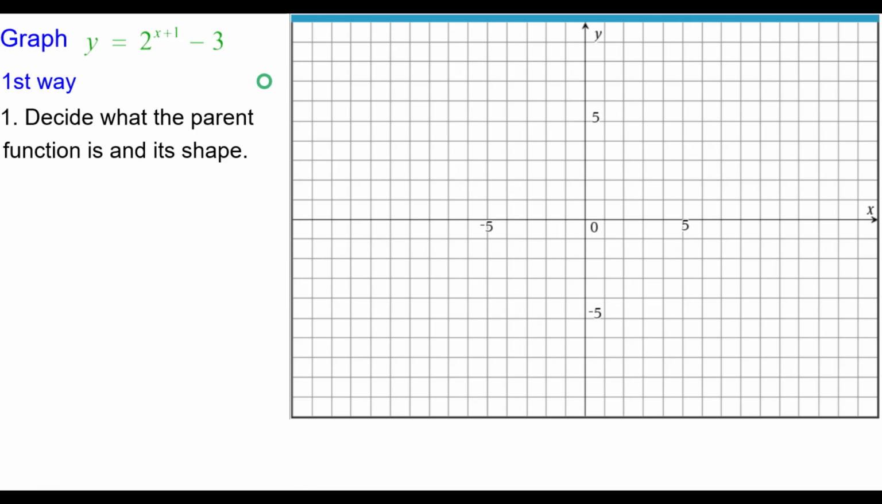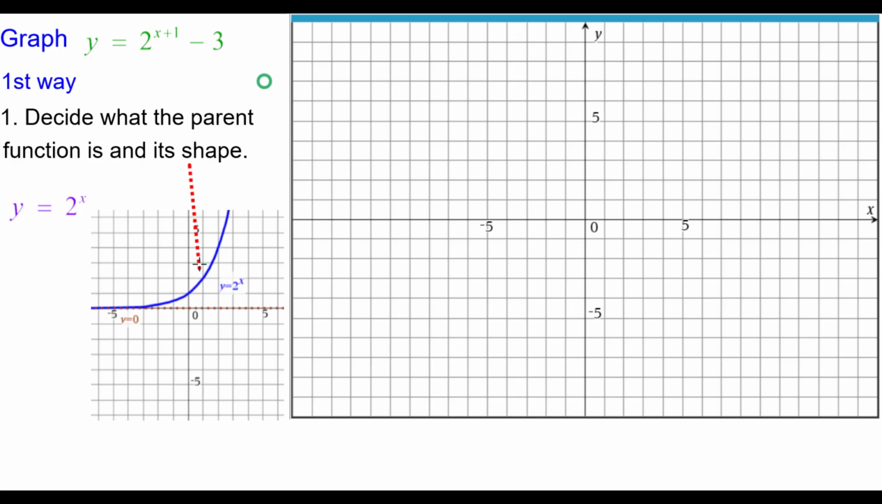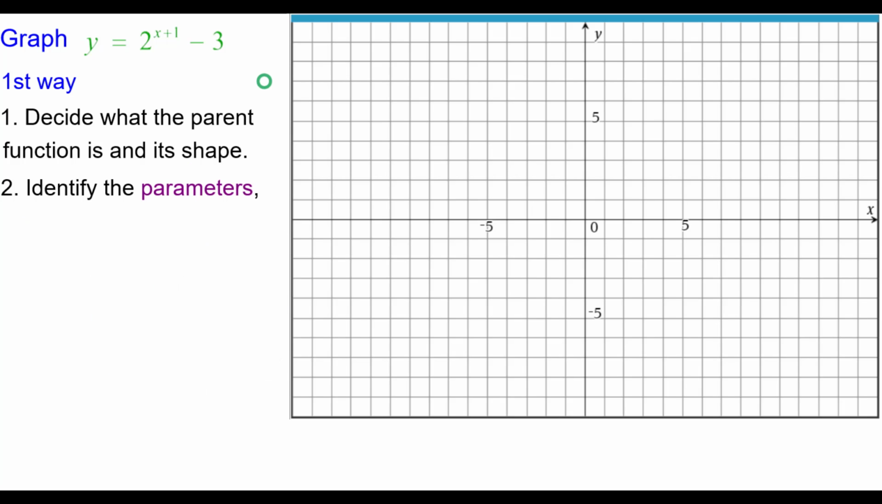First, we need to decide what the parent function is and its shape. Parent function is y equals 2 to the x, and its shape is this parent function looking here with an asymptote. I like to think of this as an easy chair, outlining an easy chair.